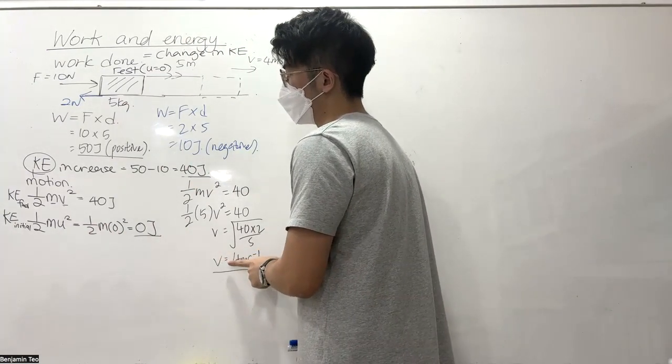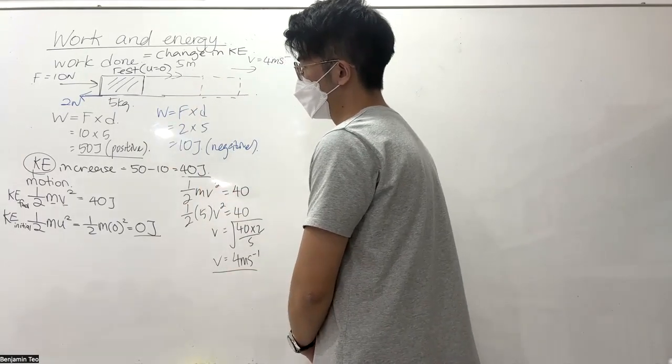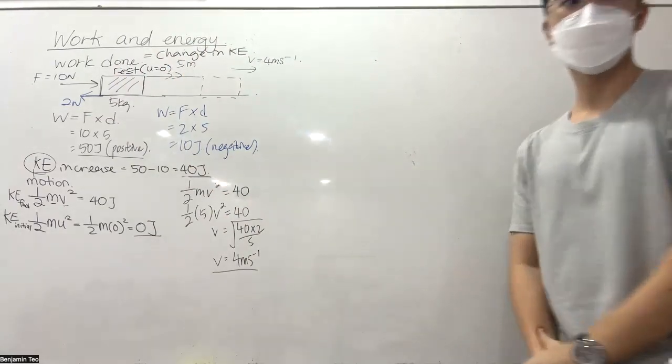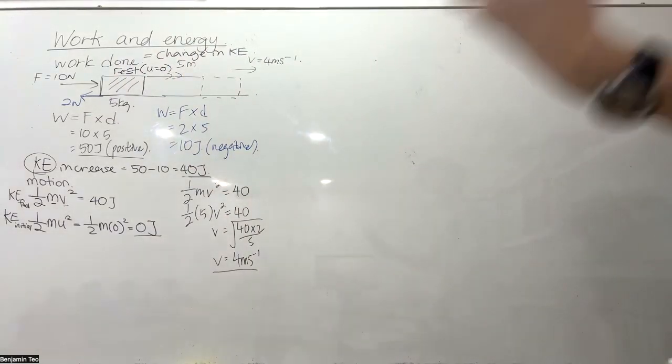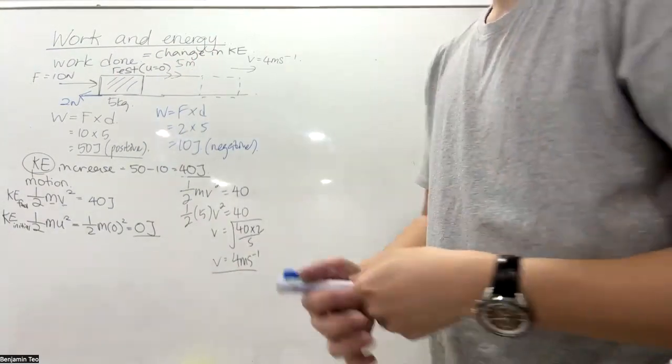Okay, final speed. So what is work done? Work done is the change in energy. Remember that. Whenever I do work, there must be a change in energy. I'll give you another example.